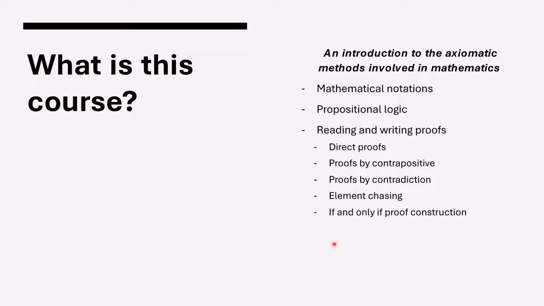And then we'll look at if and only if proof constructions. These are the type of proof where people say we have to prove it in both directions. And you'll see what we mean by that.